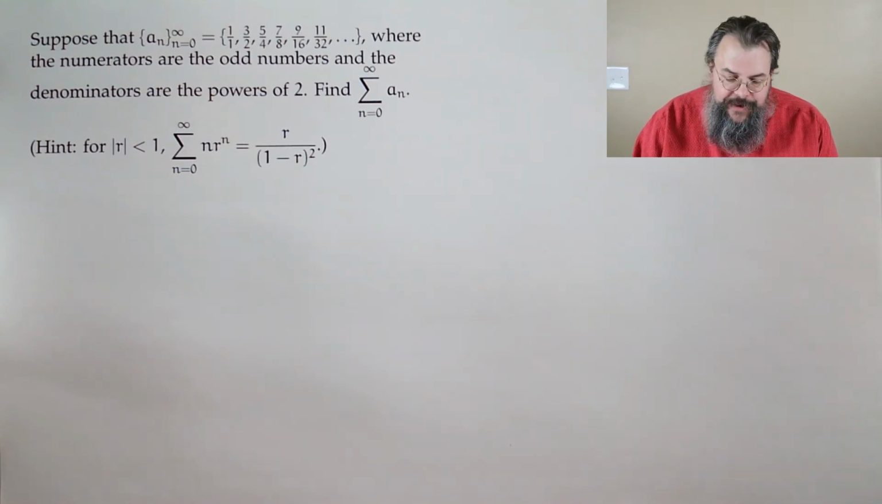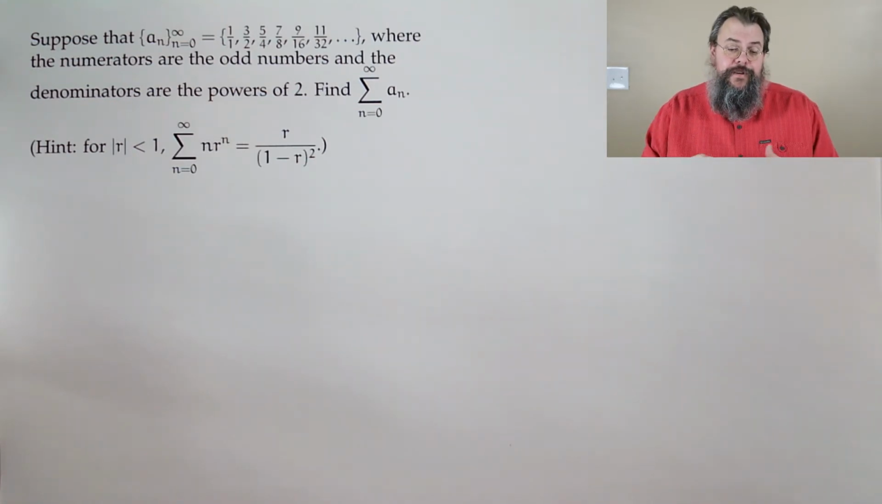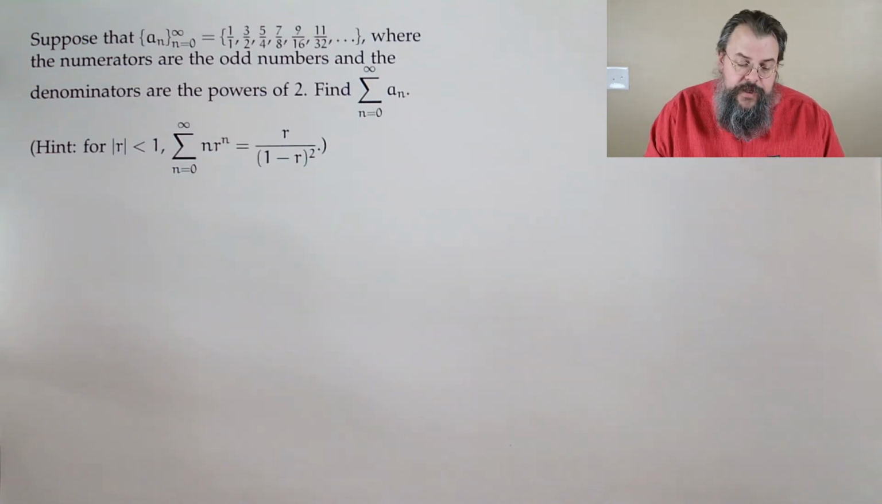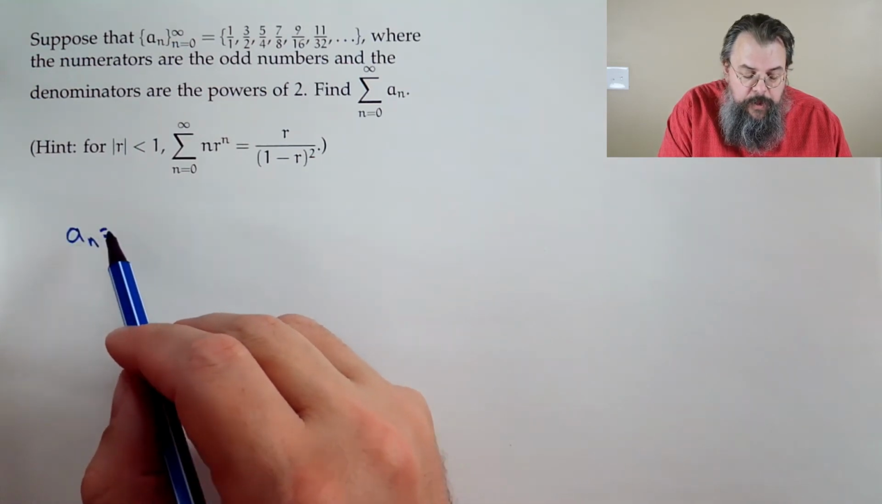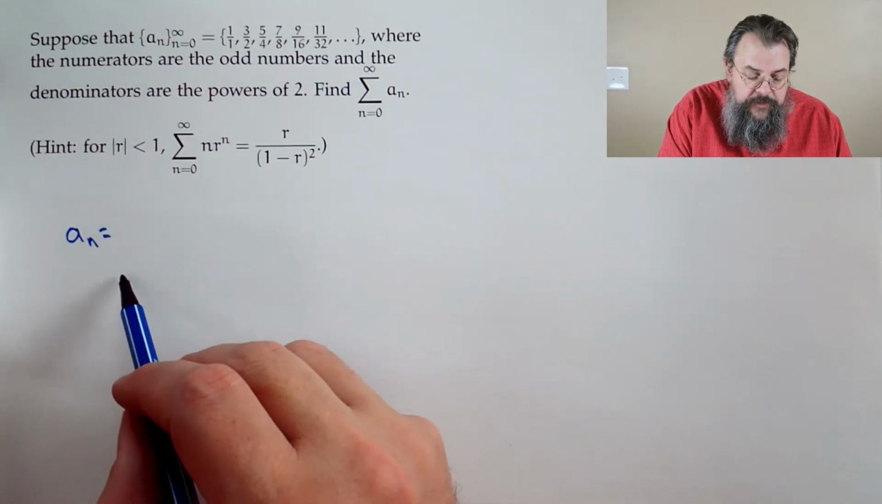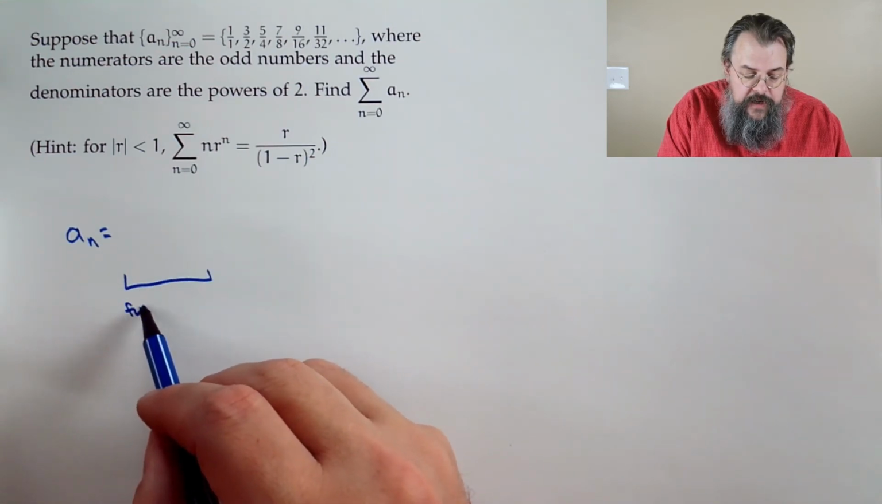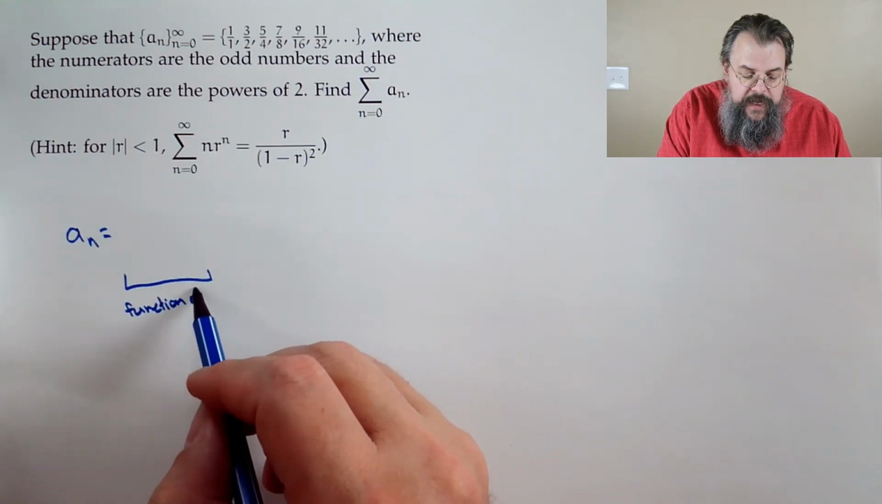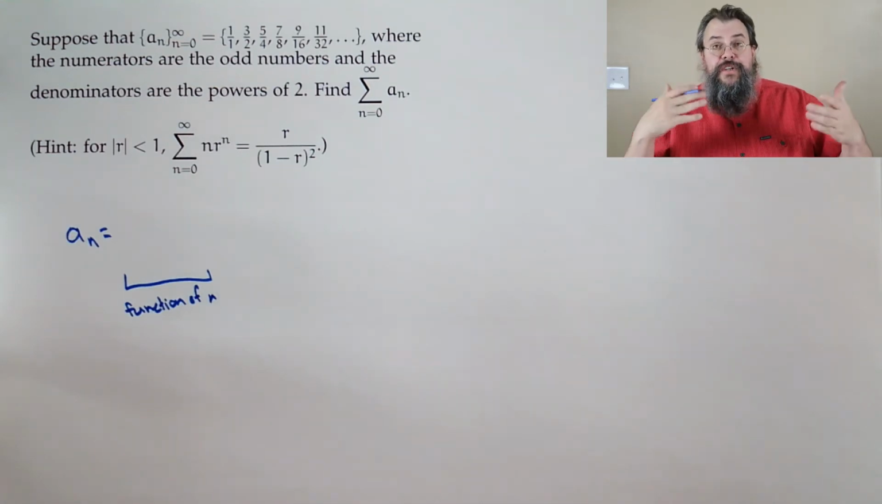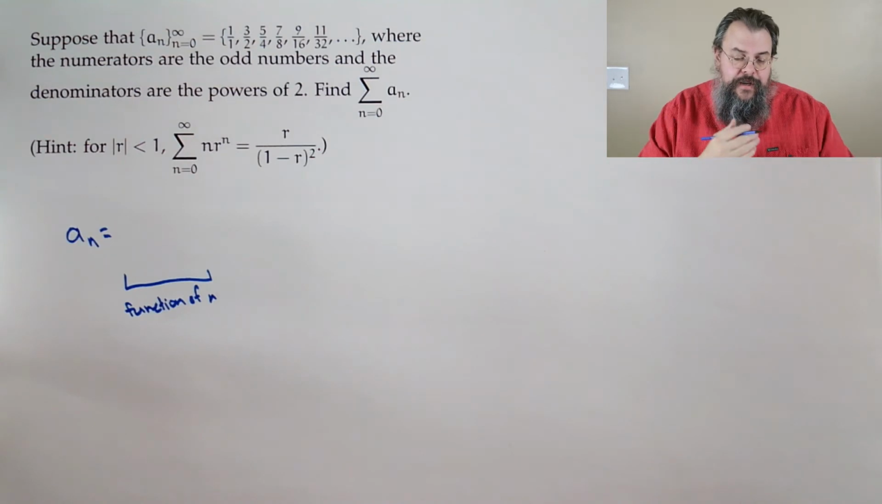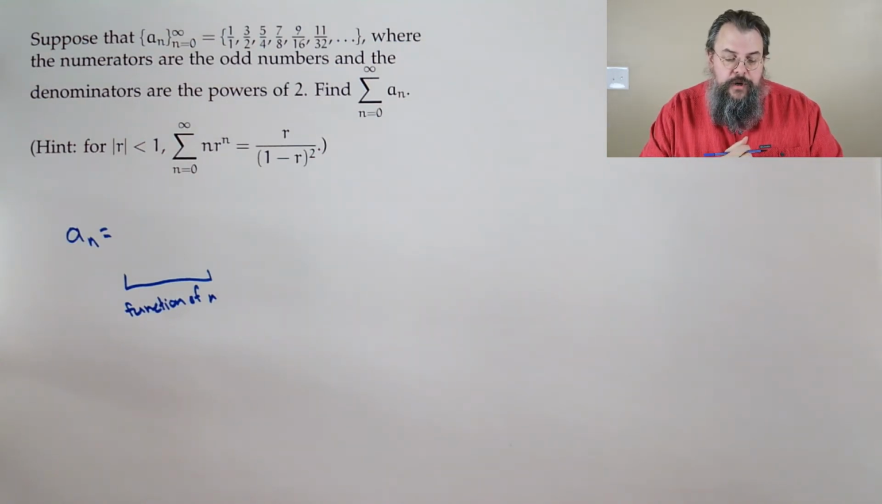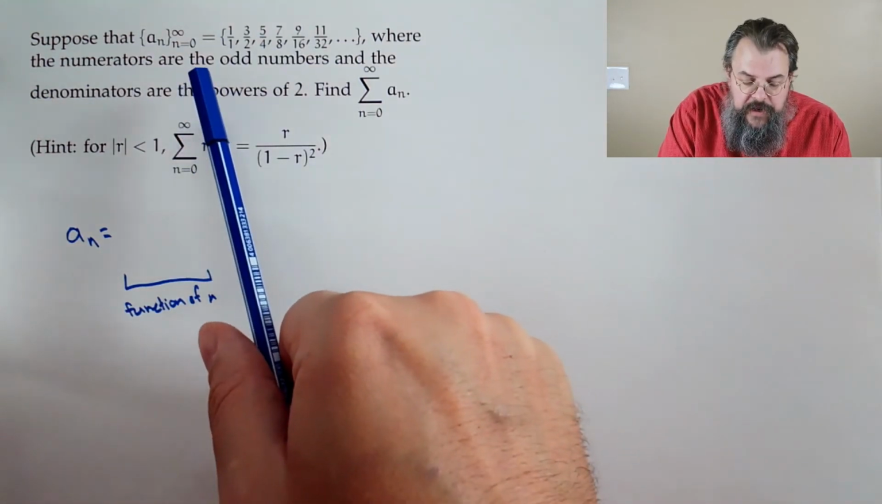Great. So, how do we do this? Well, let's think about what's going on here. First off, what is a sub n? We have it listed, but what we'd really like is to have this as a function of n. In other words, we have right now sort of a description we can speak out loud. Oh, it's the odd numbers divided by powers of 2, but we'd like to be more precise. So let's do our denominators.